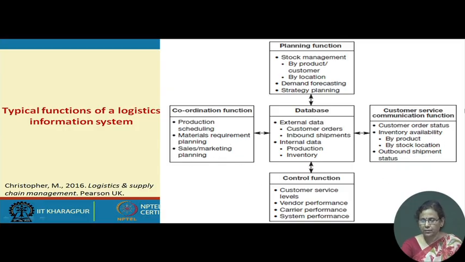Then there are customer service and communication functions: customer order status, inventory availability by product as well as by stock location, then outbound shipment status. Then control functions, such as understanding what the current customer service level is, what the vendor performance is, what the carrier performance is and what the overall system performance is. Corresponding metrics have to be designed for all this.